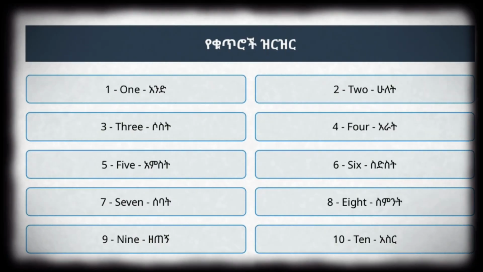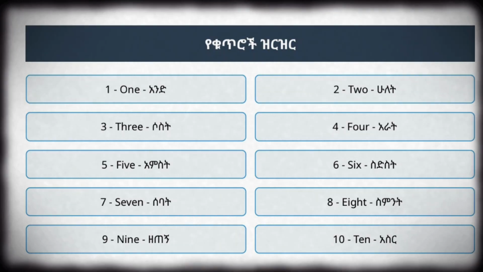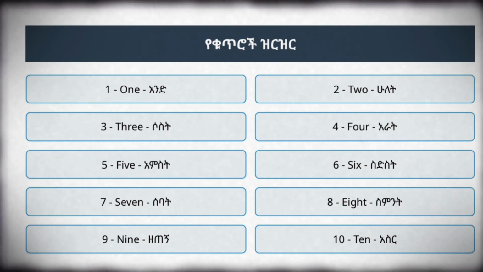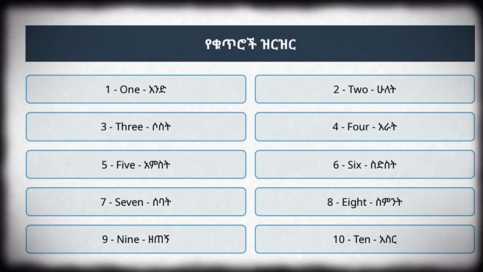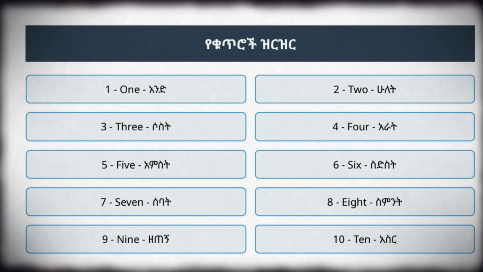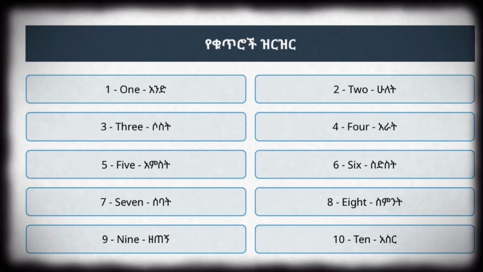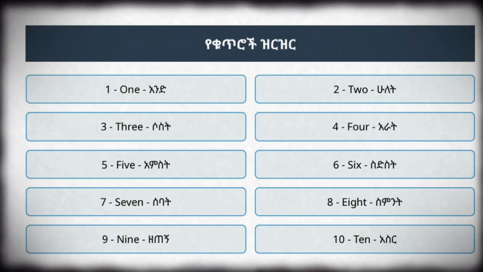1, 2, ሁለት, 3, ሶስት, 4, አራት, 5, አምስት, 6, ስድስት, 7, ሰባት, 8, 9, 10.